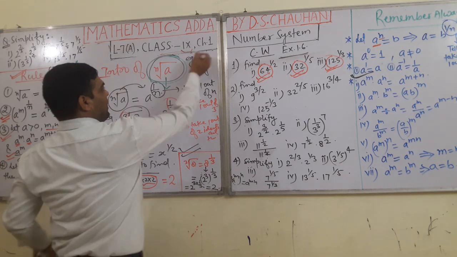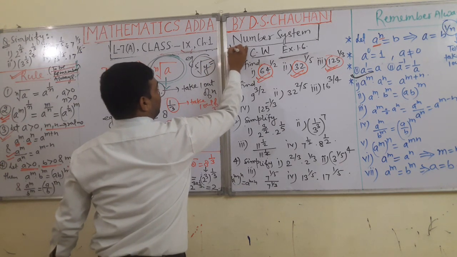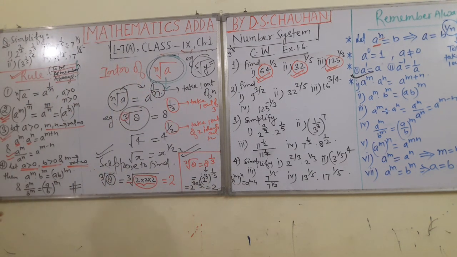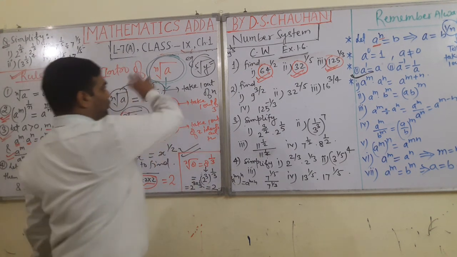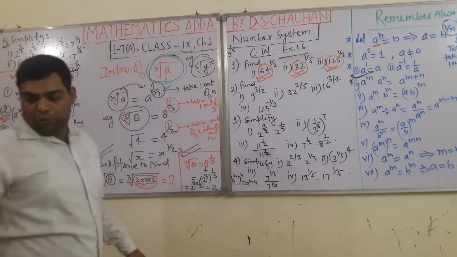What is the meaning of this? It tells us y to the power 1 by 5. Y to the power 1 by 5. So very well, students, now you are familiar with these numbers also. Now the next thing.